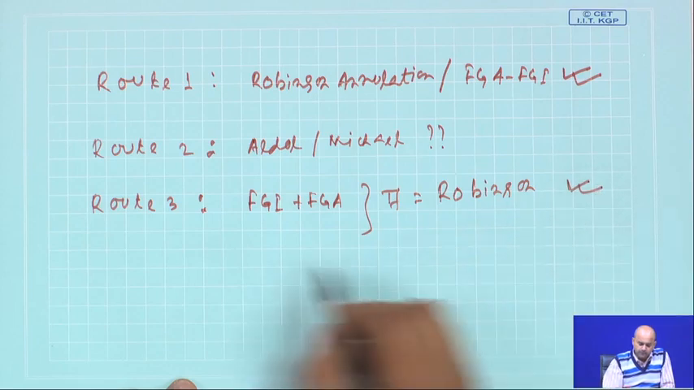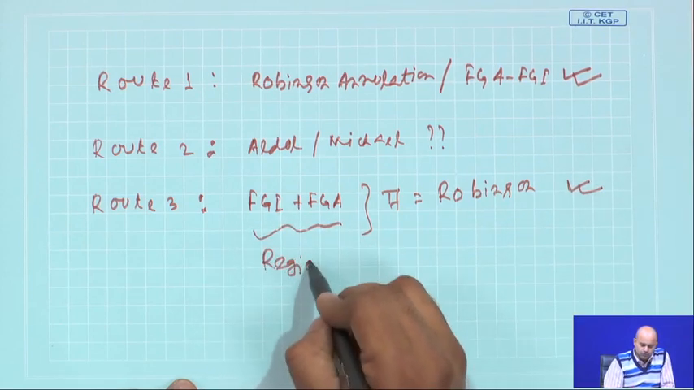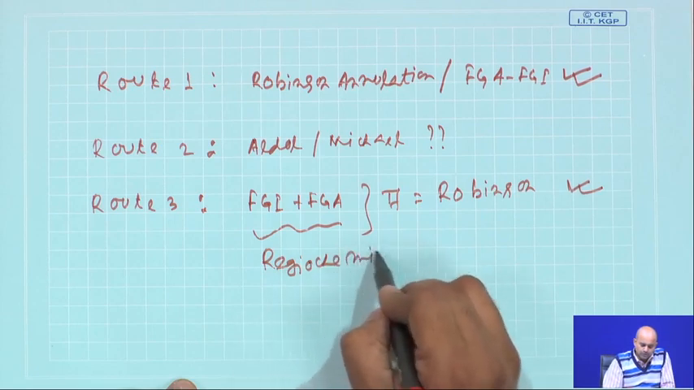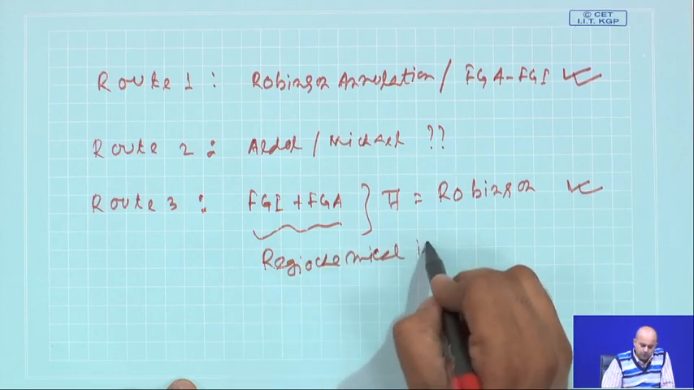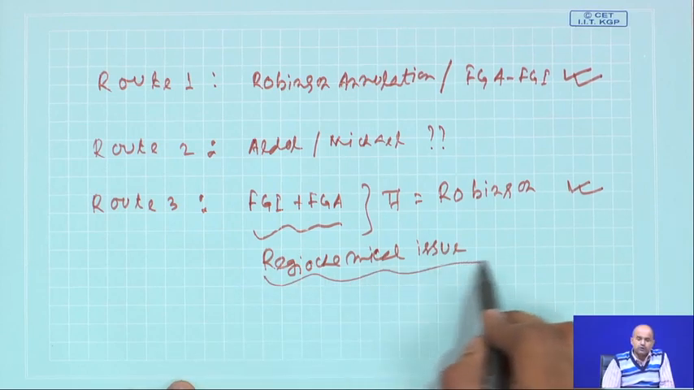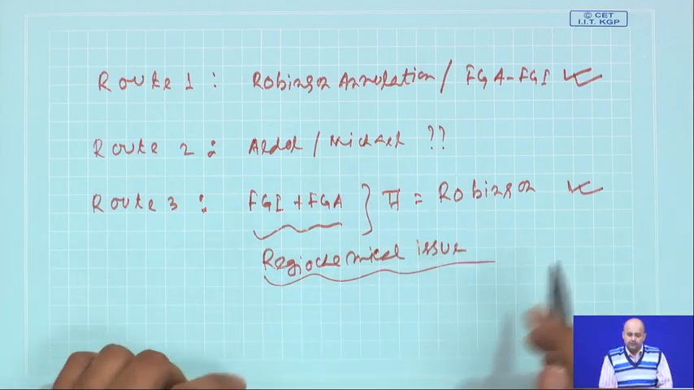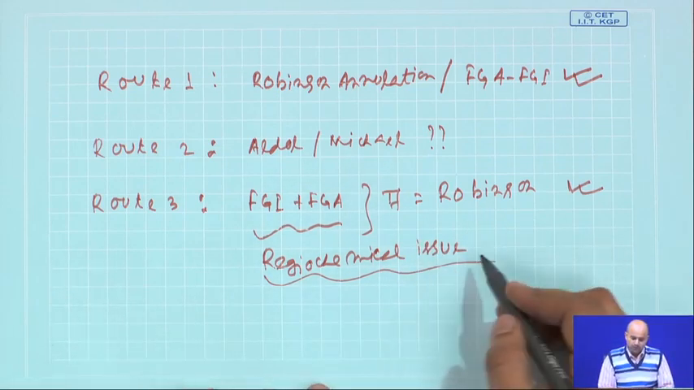Though it looks feasible, this route has a regiochemical issue. Regiochemical issue means which regioisomer is forming. So, basically the desired regioisomer may not form in good yield. So, you have a yield related issue.